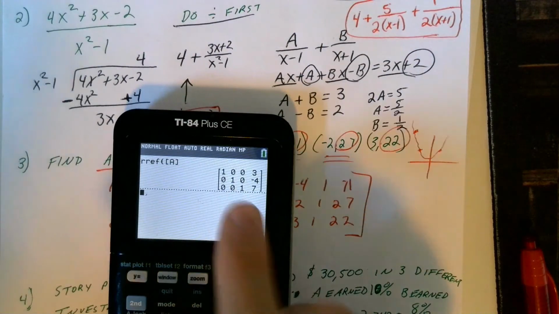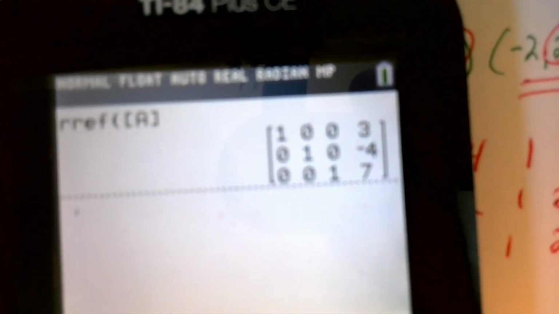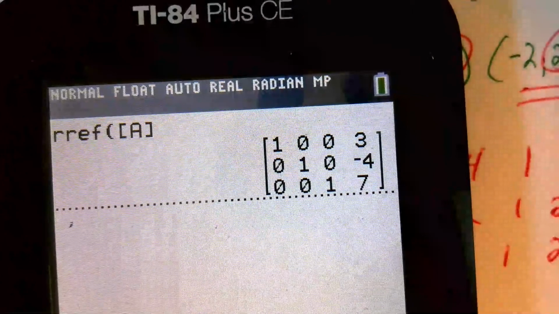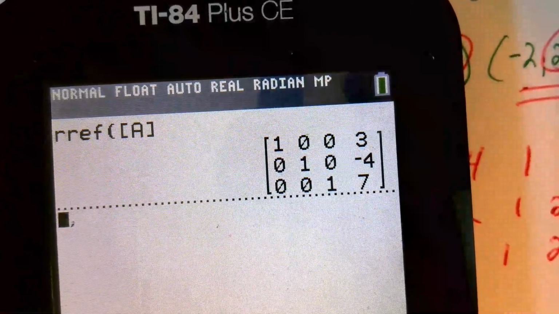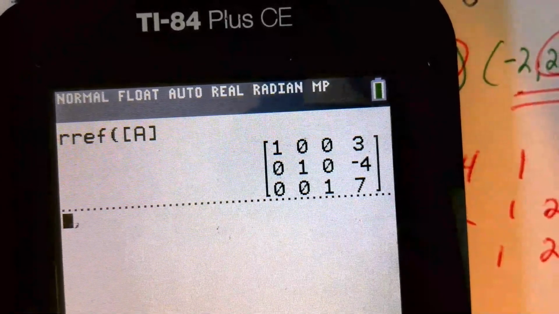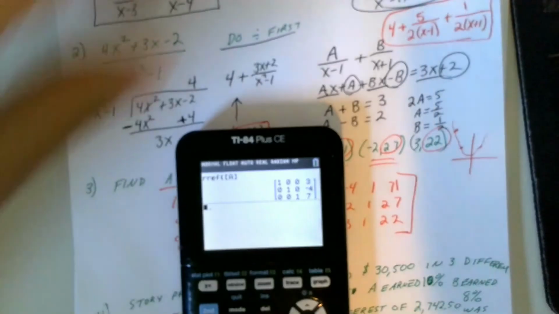It gives me my identity matrix. Let me zoom in on this for you. Identity matrix, and shows me that the A is 3, the B is -4, and the C is 7. So 3x squared minus 4x plus 7. So that's my hope. Watch.